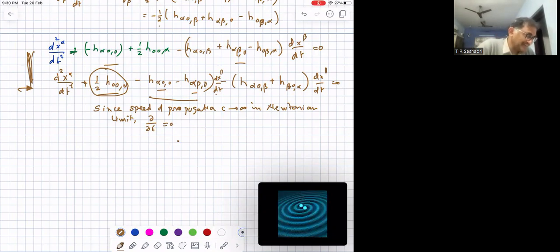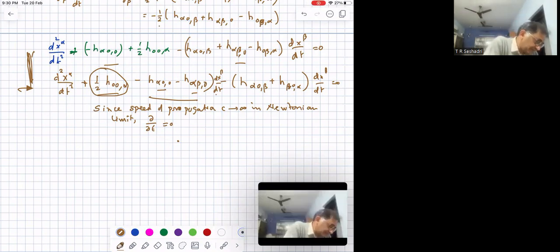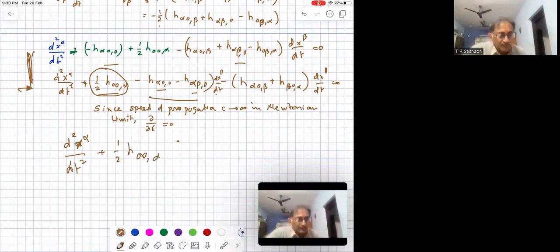Okay. So now in this limit, I have d2x alpha by dt square plus half h00 alpha. So the point is, when you are doing the Newtonian limit, you have to take both the general relativistic limit to Newtonian gravity and the special relativistic limit to Galilean relativity. But when you take the weak gravity limit, but not the Galilean limit, you get gravitational waves in free space.